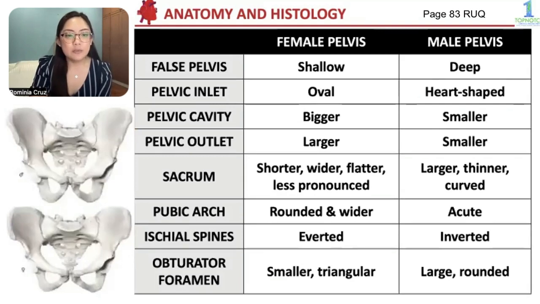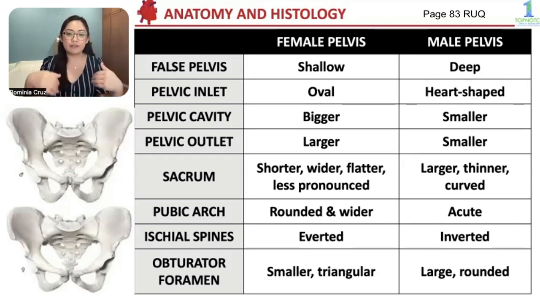So this is a table showing the other differences between your male and your female pelvis. Para madali nyong maalala, isipin nyo na lang palagi, like, ano bang mas okay para makalabas agad yung baby sa pelvic cavity? So the inlet is better if it is oval as opposed to a heart-shaped male pelvis. It is bigger and the outlet is larger. The sacrum is shorter and less pronounced than your males. And the pubic arch is more right or obtuse than acute. And the ischial spines should be more everted or diverted.